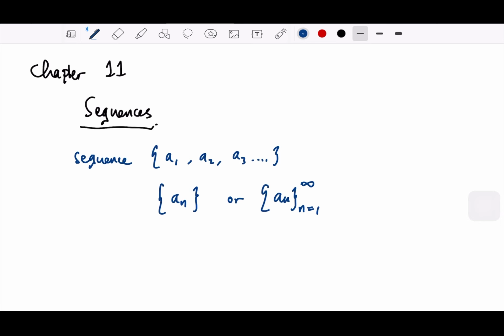So n is the integer that denotes the terms of the sequence. So we call this the first term, the second, and so on. We usually assume that it starts from n equal 1. That's the default, unless mentioned otherwise. But usually we start from n equal 1. So let me write here. Usually n starts from n equal 1.